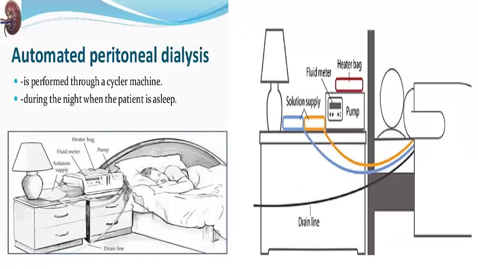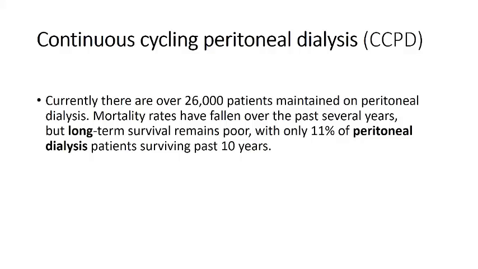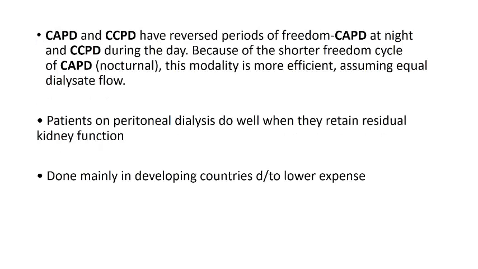But it's very costly. Currently there are over 26,000 patients maintained on peritoneal dialysis. Mortality rates have fallen over the past several years, but long-term survival remains poor, with only 11% of peritoneal dialysis patients surviving past 10 years. So even though the mortality rate has fallen, long-term survival is still poor. CAPD and CCPD have reverse periods of freedom. As I said, CAPD is done in the day, but CCPD at night.